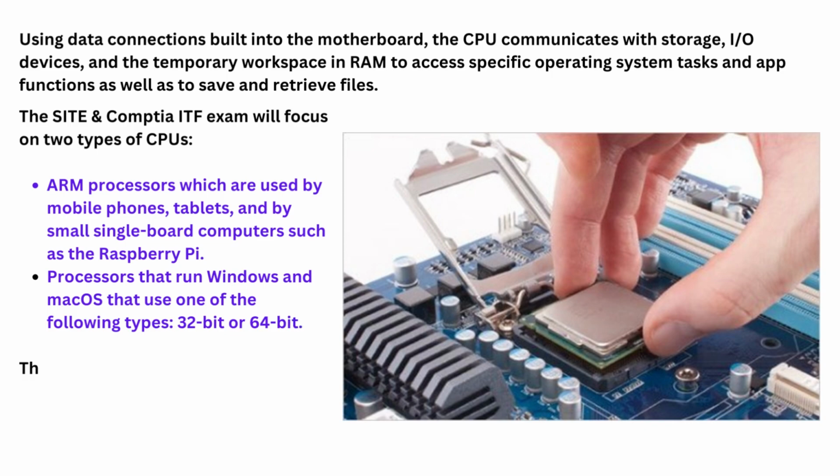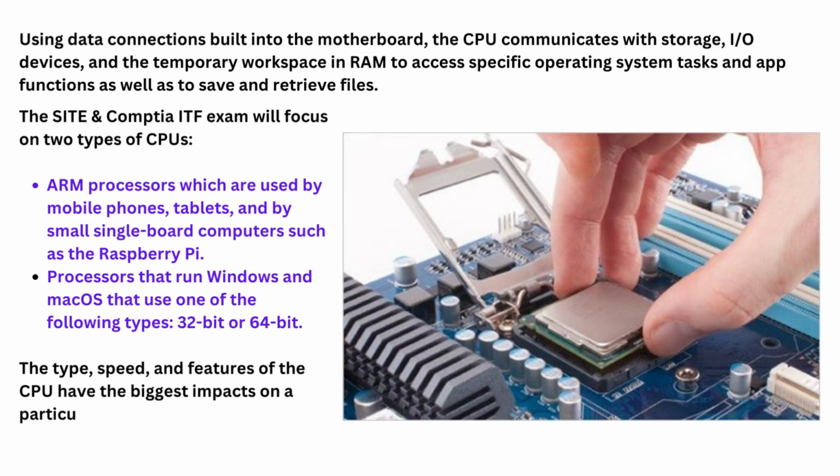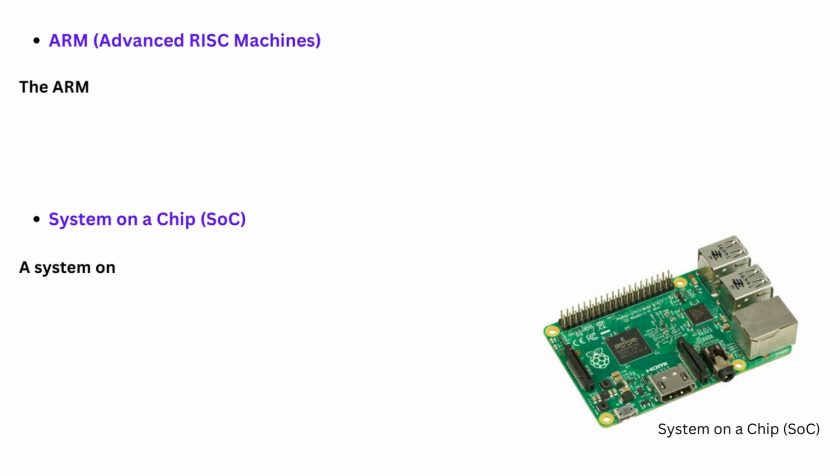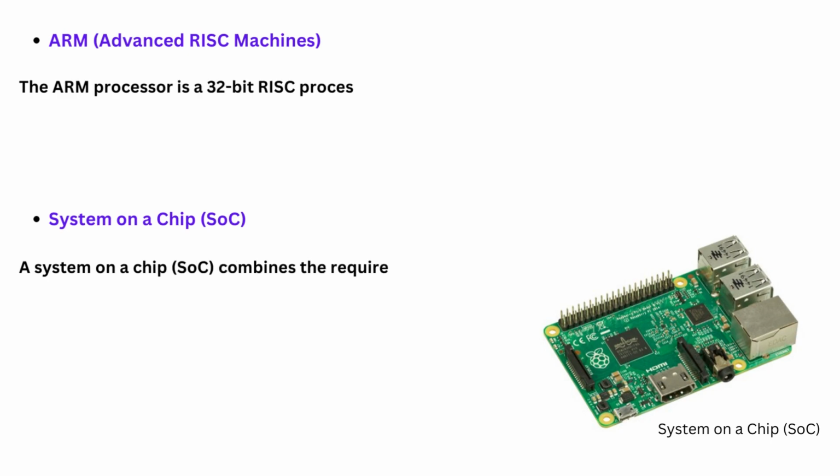Processors that run Windows and macOS use one of the following types, 32-bit or 64-bit. The type, speed, and features of the CPU have the biggest impacts on a particular computer's overall performance. ARM, Advanced RISC Machines. The ARM processor is a 32-bit RISC processor, meaning it is using the RISC, Reduced Instruction Set Computer, ISA, instruction set architecture.